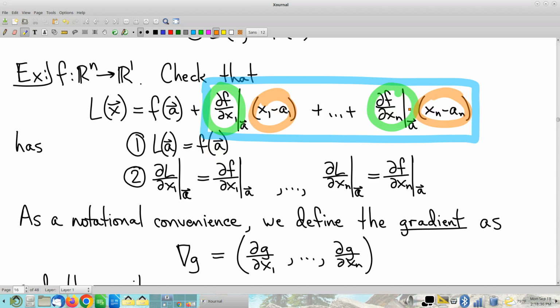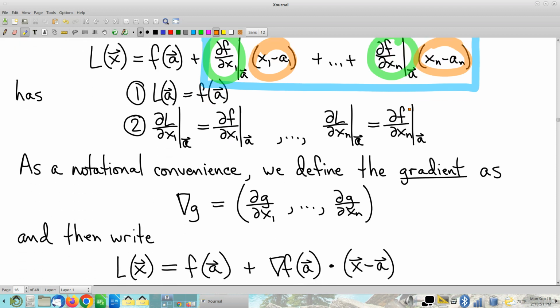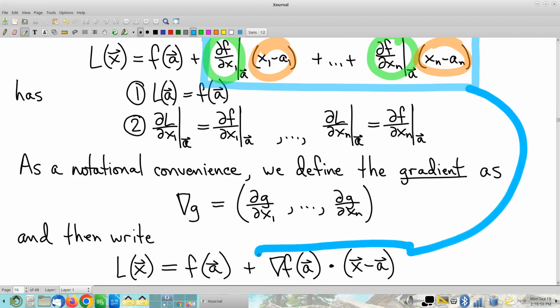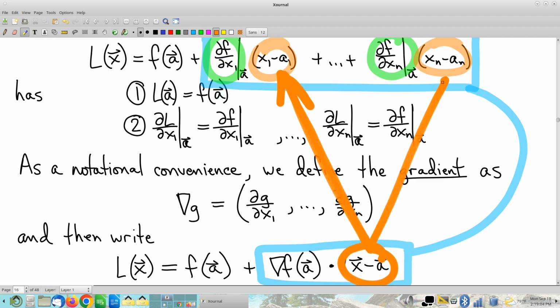Okay, so this great big thing I have in blue, again, the bulk of the ugly in this formula, is a sum of products. It's literally a dot product. So it's very convenient to rewrite this, and I'm going to come down here and rewrite this great big blue expression as a dot product. And you can see that what I have in orange here, these orange factors, are the various coordinates of the vector x minus a.